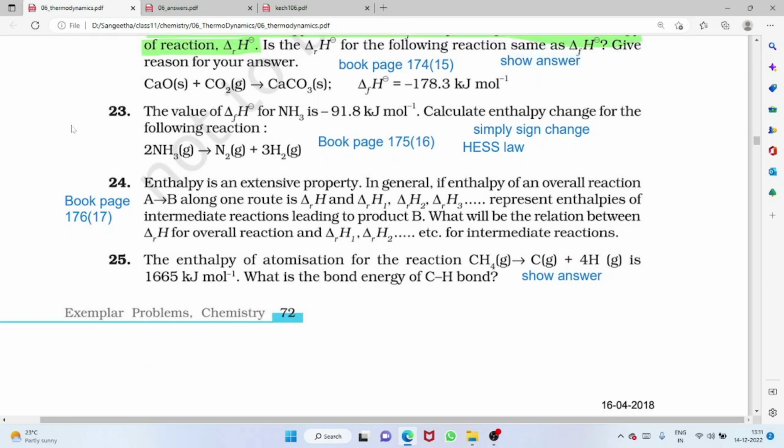23. The value of the enthalpy of formation for NH3 is given. Calculate the enthalpy change. So they actually reverse the reaction. The formation reaction is reversed and they ask for the enthalpy change. So we have to simply change the sign of this enthalpy, as per Hess's law. Simply change the sign.